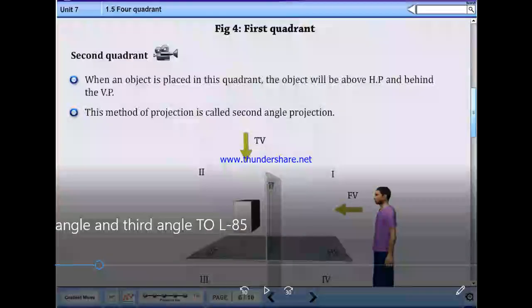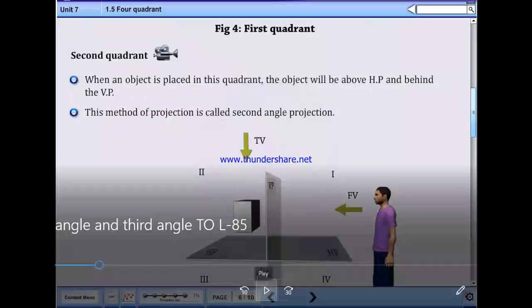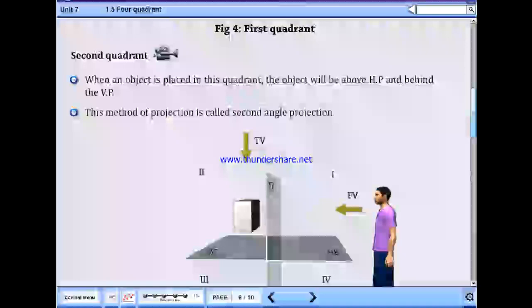Second quadrant. When the object is placed in this quadrant, the object will be above HP and behind the VP. This method of projection is called second angle projection. Note on this figure.